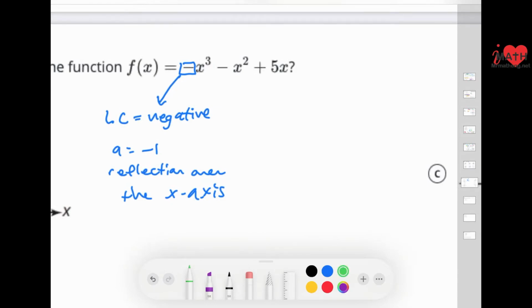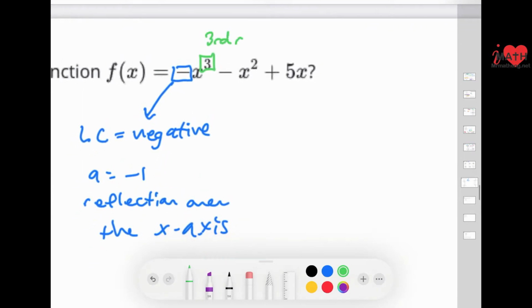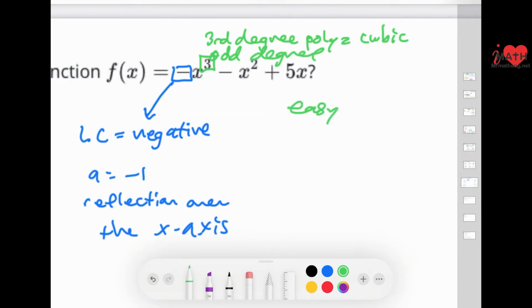Here in green, you have a third degree polynomial. They call these cubics. And what you want to know from there is that this is an odd degree. The easiest one you know is to the first power. Something I also notice here is there's no number without an x, and this would have been the y-intercept. So I know my y-intercept is going to be 0.